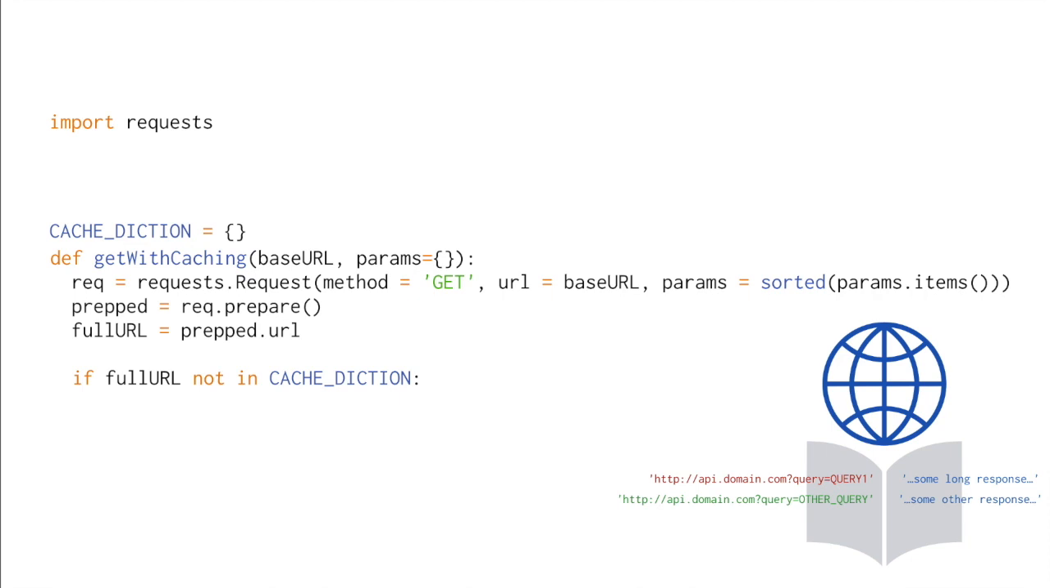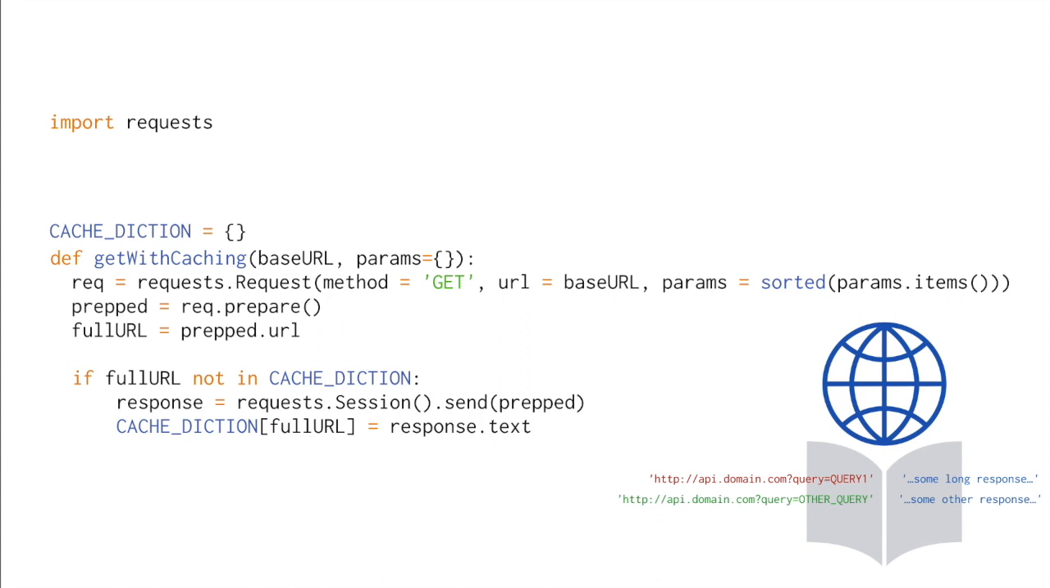We say that if the full URL is not in the cache dictionary, then we're going to need to actually make the request. So we write code that's actually going to send the request over the internet and add the response text to our cache. Then we return the cache item associated with that URL. So this line is going to run whether we got the data from the cache or from the internet.